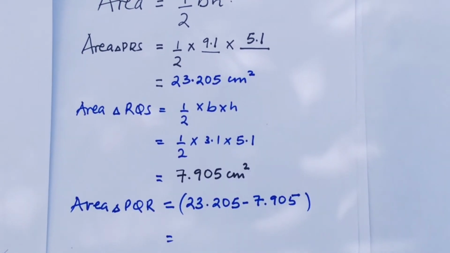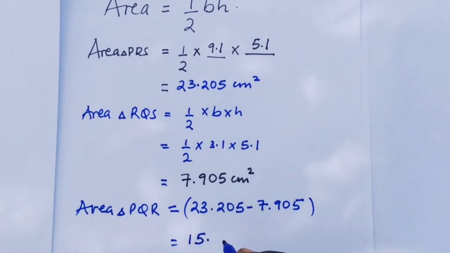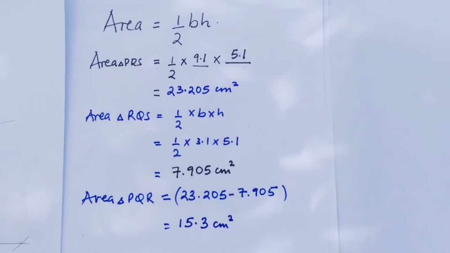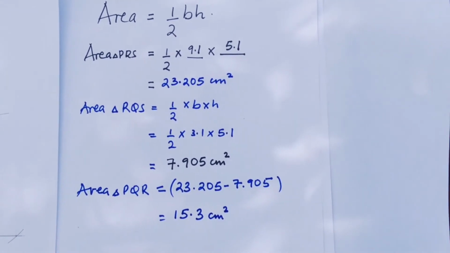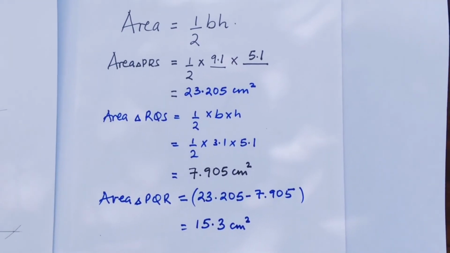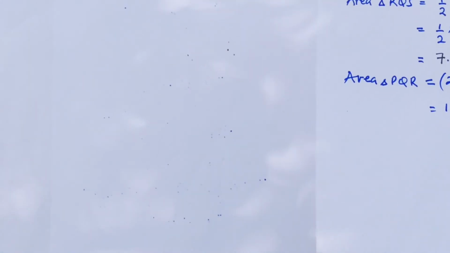You can use your calculator to confirm these values, and we realize we are having a value of 15.3 centimeters squared. That is the area of our triangle required. So we get back to our construction. This was the calculation bit of this number, but remember, we are into basically construction. We want to construct this number very well.